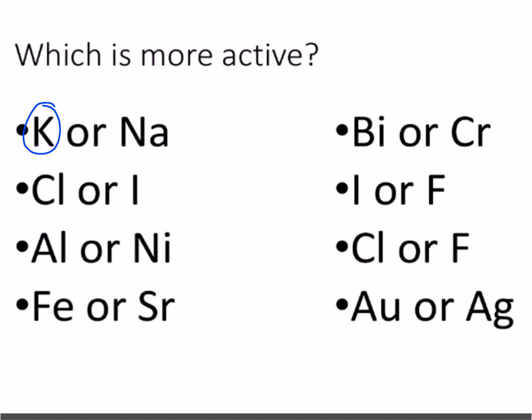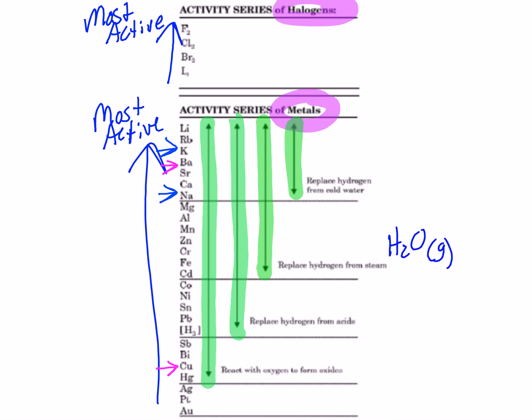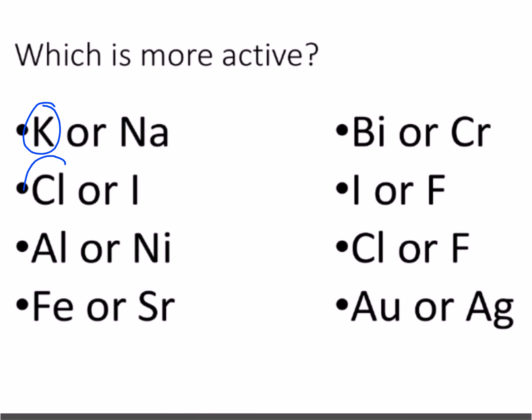Let's do the next one. We've got chlorine or iodine. Chlorine, right there. Iodine is the bottom of the halogen series. Which is more active? These should be gimme points, guys, on your test on Tuesday. Finish this section on page 15.